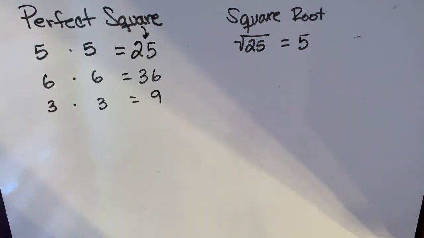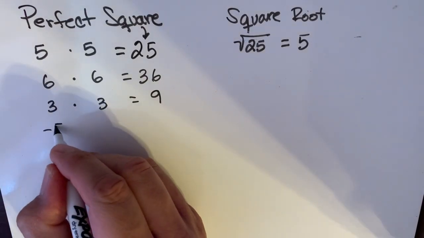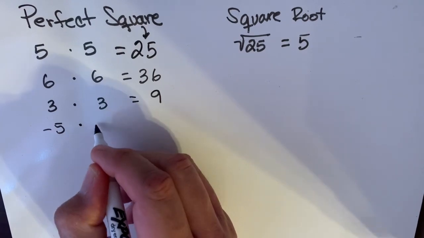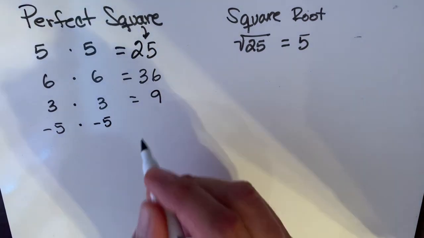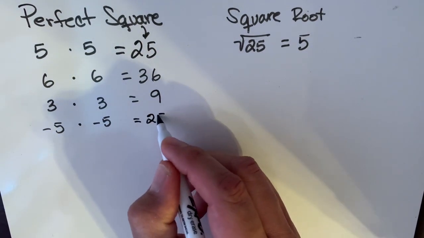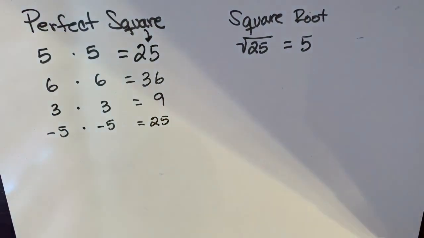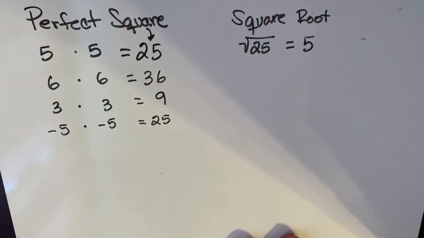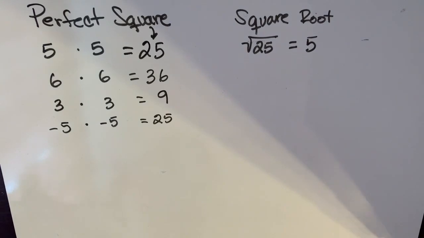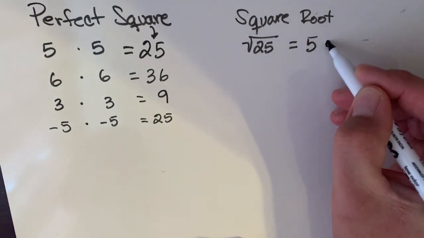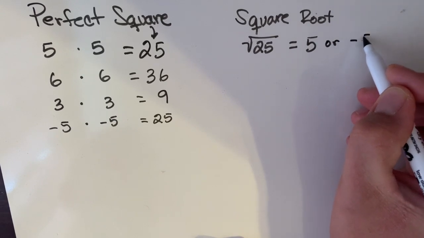But it wouldn't just be 5, because there's another number that I can multiply times itself to get me 25. If I multiply -5 times itself, I also get 25, which means the square root of 25 is 5, certainly. And most of the times, they're just going to ask you for the positive square root. But it can also be -5.